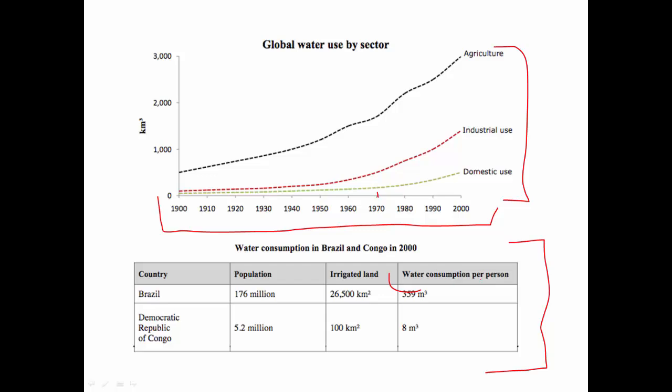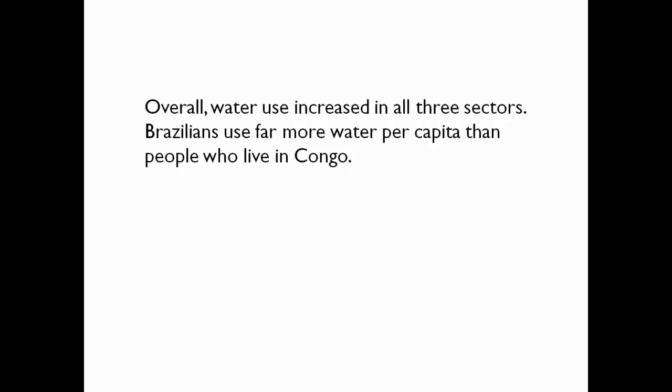Water consumption per person. So per person, that's the key there. 359 cubic meters, 8 cubic meters. So this is significant. So a normal person in Brazil in 1 year consumed this amount, and a normal person in Congo only consumed this amount. So this is the most significant thing. Brazilian people consume far more water than people from Congo. So let's look at the overview.